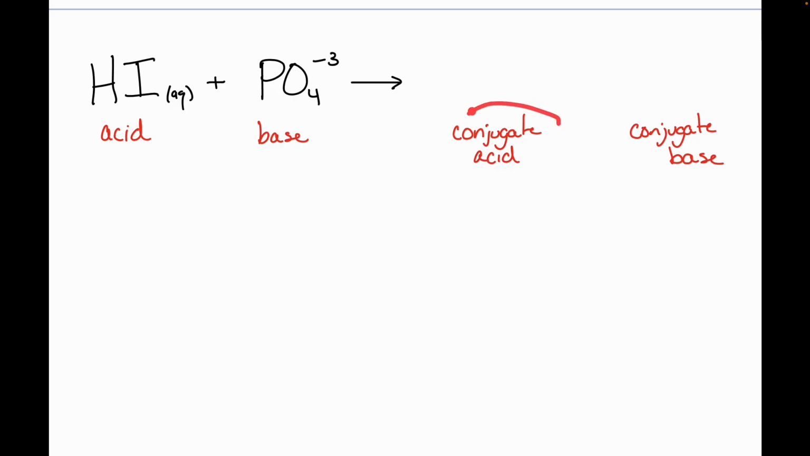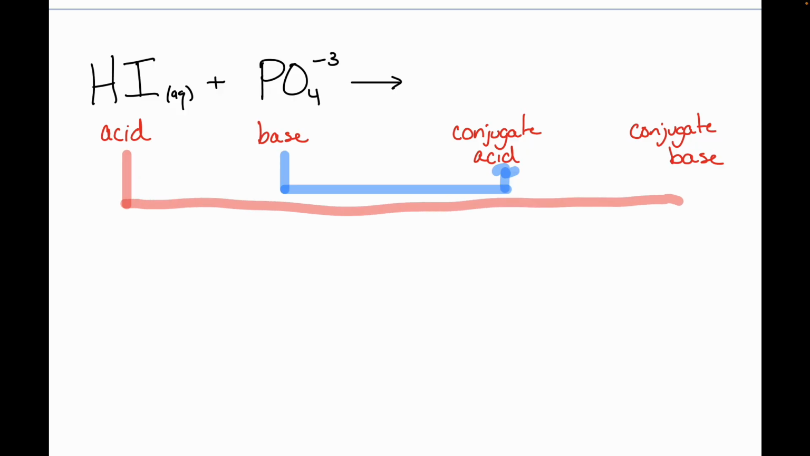If I'm trying to get the formula for my conjugate acid, which one of these do I look at? My acid or my base? My base, right? My base is the one that is connected to my conjugate acid. My acid is going to tell me what the formula is for my conjugate base.